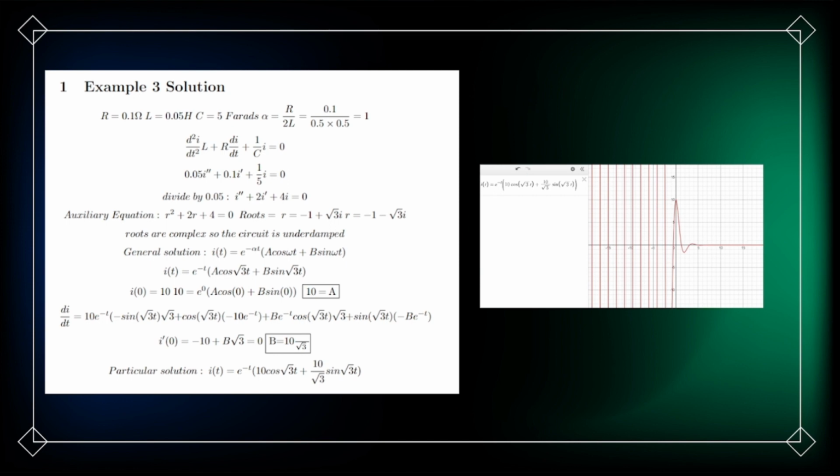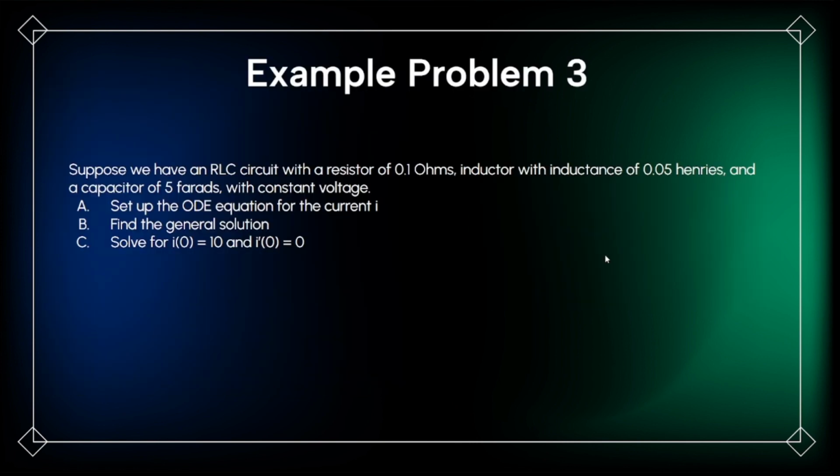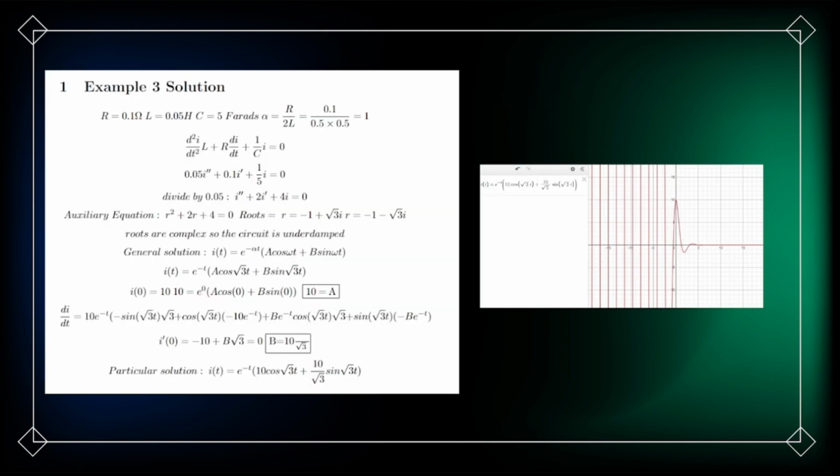So now that we have our a and b values, we can plug them into our particular solution, and we get I of t is equal to e to the negative t times (10 cosine square root of 3 t plus 10 over square root of 3 times sine square root of 3 t). When we graph that, we can see that it does indeed oscillate, which is very typical of an underdamped system. We also see that as time goes on, the amplitude gets smaller and smaller.